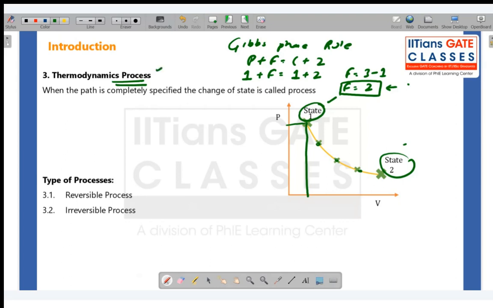Now, next is reversible. So processes are of two types: reversible and irreversible.